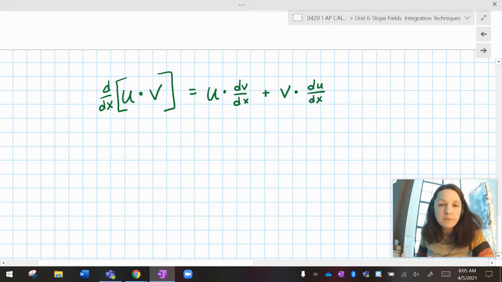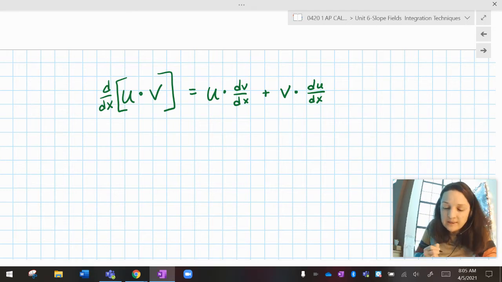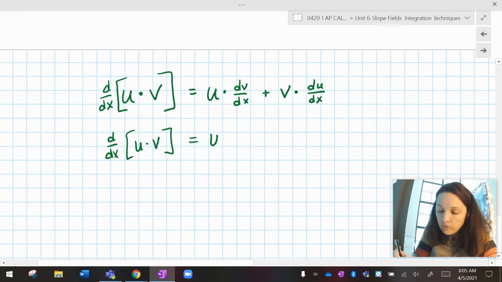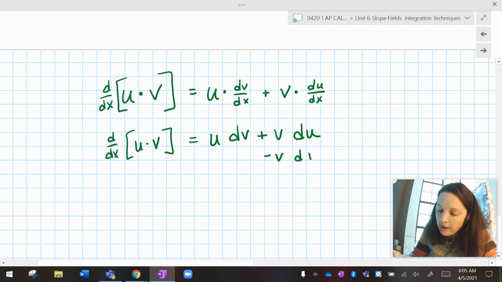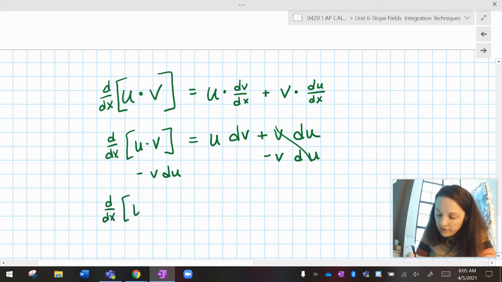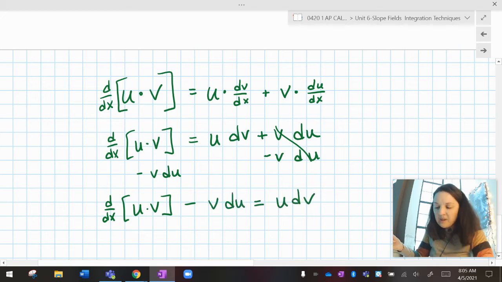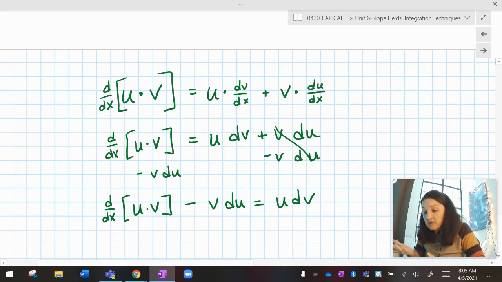Okay, and to simplify this, just for a second, I'm going to write that as d/dx of u times v equals u dv plus v du. Okay, fine. Well, how about I rearrange this a little bit? How about I subtract v du from both sides, just because I feel like it? All right, well, fine. Then that's going to be d/dx of u times v minus v du equals u dv.